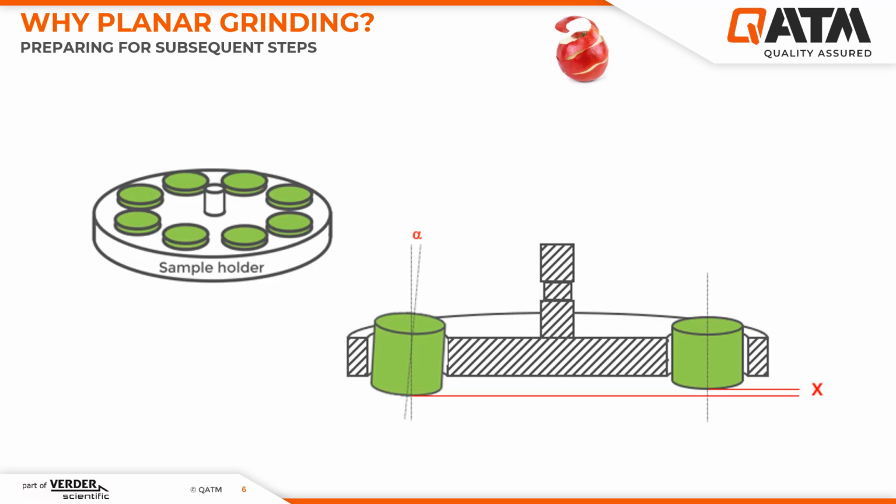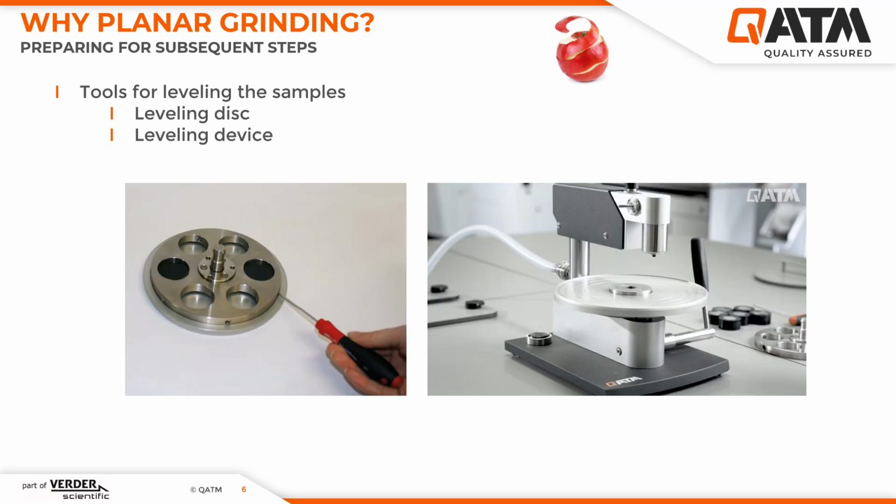Before the samples can be ground automatically, they must be fixed in a sample holder. When clamping the samples, care should be taken to ensure that the samples are clamped as flat as possible. The fixation with the screws can cause the samples to tilt slightly. There are tools to minimize this effect.